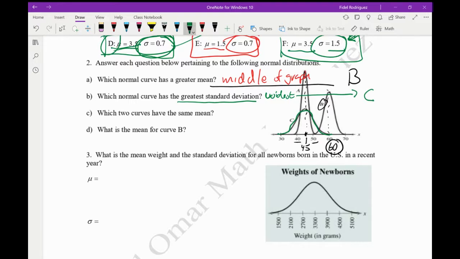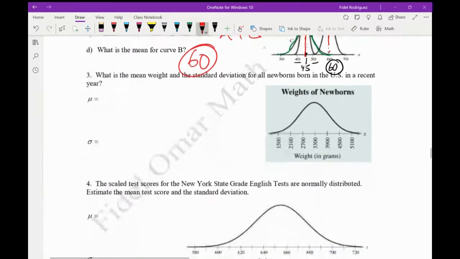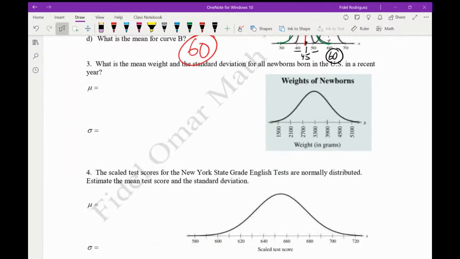And then part C says, which two curves have the same mean? The ones that have the same mean, the ones that have the same middle, are going to be A and C. And then part D says, what is the mean of the curve of B? Here was B, and we said our middle was 60, okay? All right.